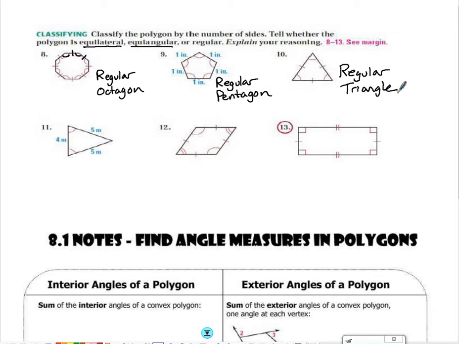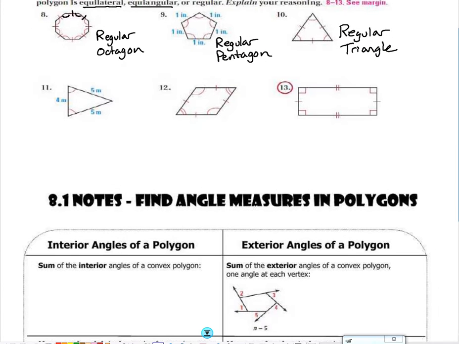Number 11, since all the sides are not the same length, and if these two angles are congruent and this one is not congruent to those two, this is neither equiangular nor equilateral, but it is a triangle, so we'll call this a non-regular, or actually the correct name would be an isosceles triangle. Since we learned that in a previous chapter, I thought we'd apply it here.